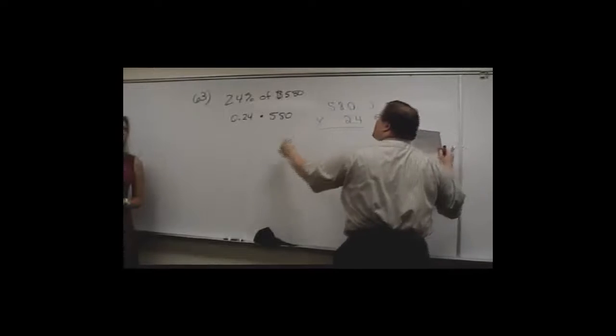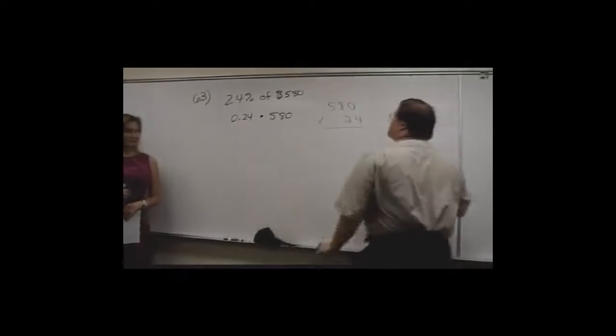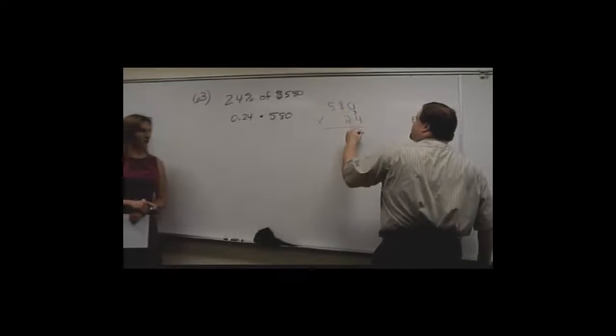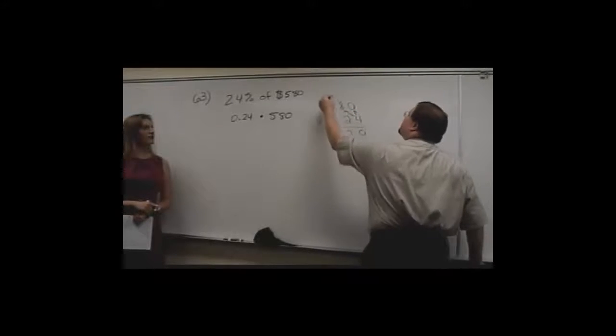So we're going to multiply. I'm going to just for a moment ignore the decimal point. You do 4 times 0 is 0. 4 times 8 is 32. Carry the 3.